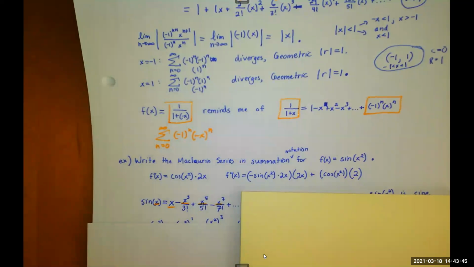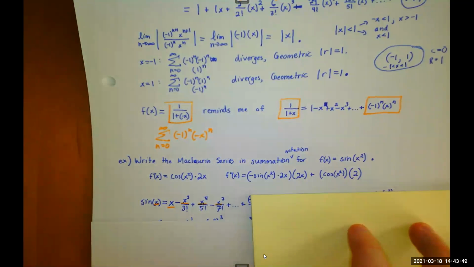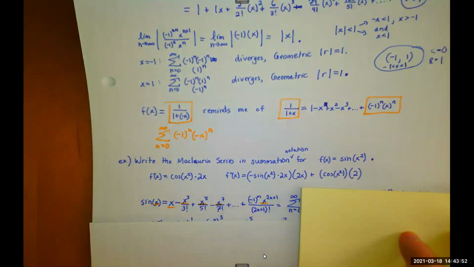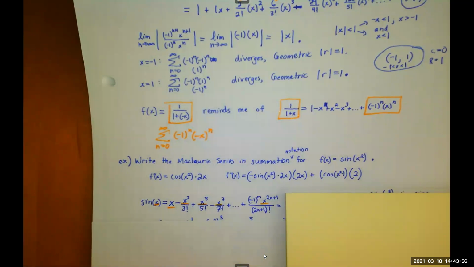Okay. And you should also know the formula for the nth term. Does it look like that? Negative 1 to the n, x to the 2n plus 1 power, over 2n plus 1 factorial. Is that right? I'm going to leave it there. If it's not right, it's not right. That one's up to you.